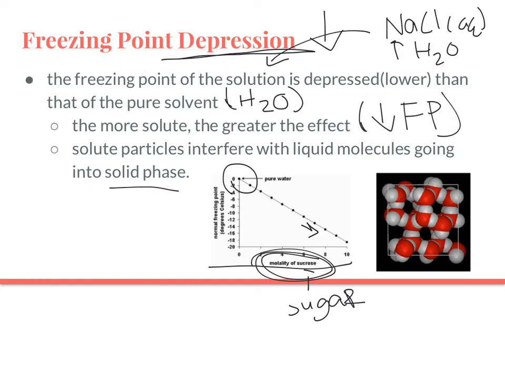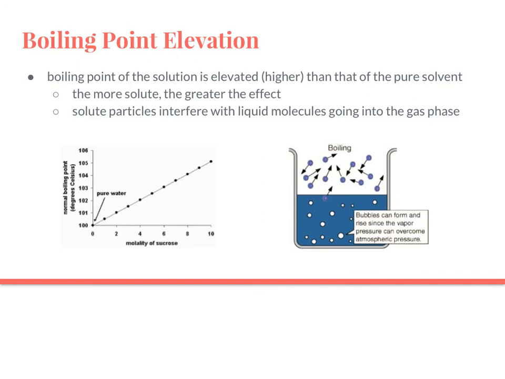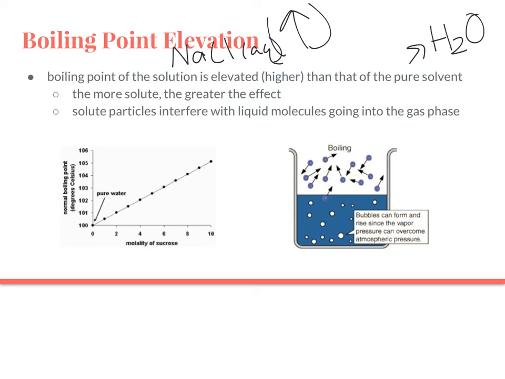Okay, the exact opposite of this then is something known as boiling point elevation. And again, when we think about something being elevated, we want to think about it increasing. Okay, the boiling point of a solution is elevated or higher than that of a pure solvent. So again, a pure solvent might be something like pure H2O. A solution could be NaCl that has been dissolved in water.